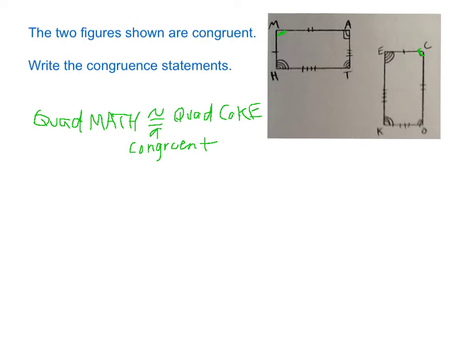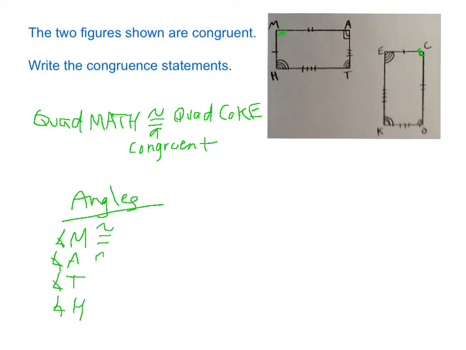We can also write congruent statements for all the angles. We've got four angles: angle M, angle A, angle T, and angle H in the one quadrilateral, and they're going to be congruent to another angle in the other quadrilateral. M has one arc, so does C, so angle M and angle C are congruent. A has two arcs, so does O. T has three arcs, so does K. H has four arcs, so does E. So those are all the congruent angles.